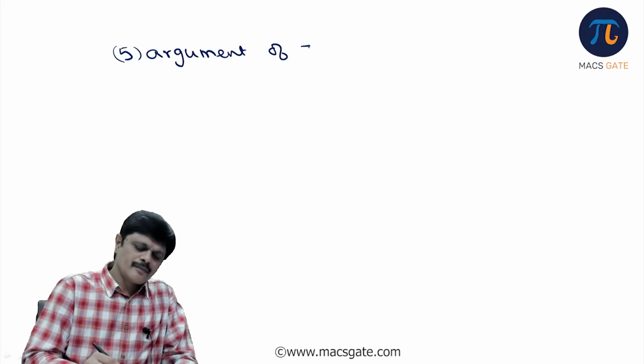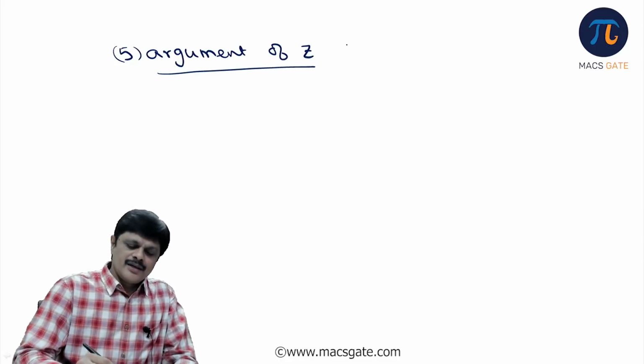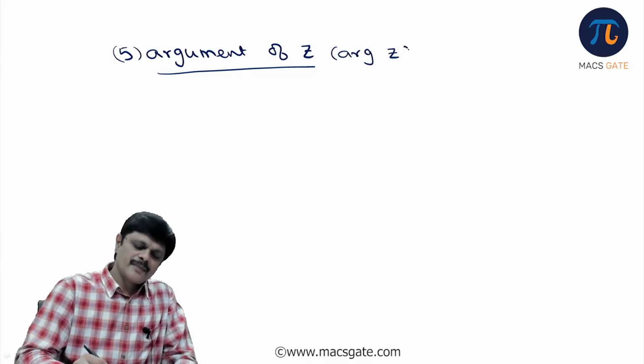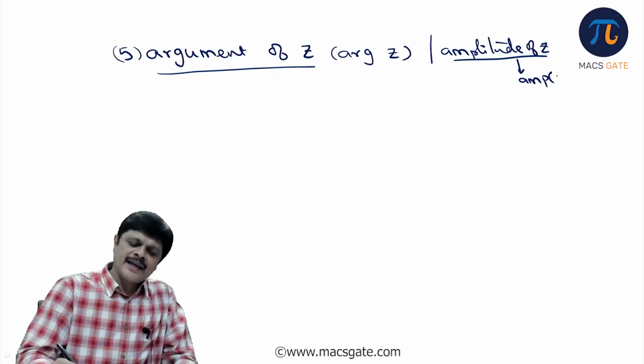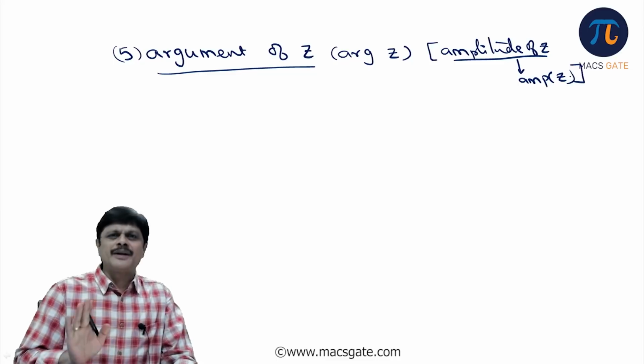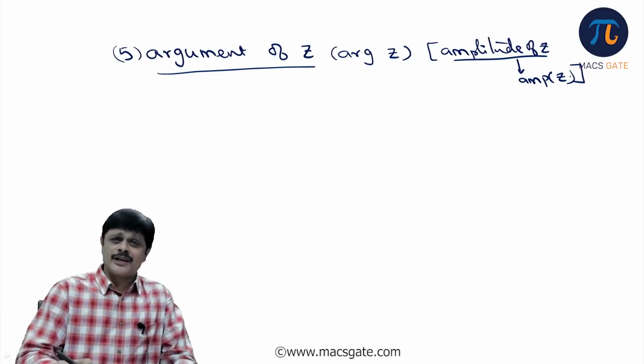The next important thing is the argument of Z. We simply write argument of Z as arg Z. Actually, in literature, we also have another name, called amplitude. They also call it the amplitude of Z, but we rarely use this term. They can write it like amp Z also. So I'll just put it in parentheses. We are not very much interested, but one should know the terminology.